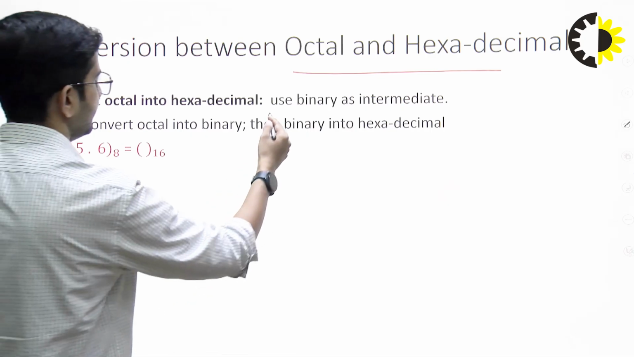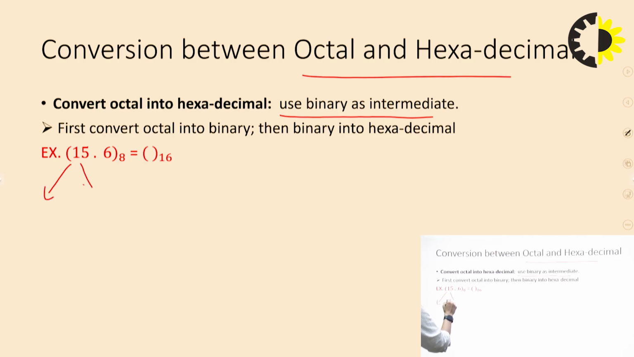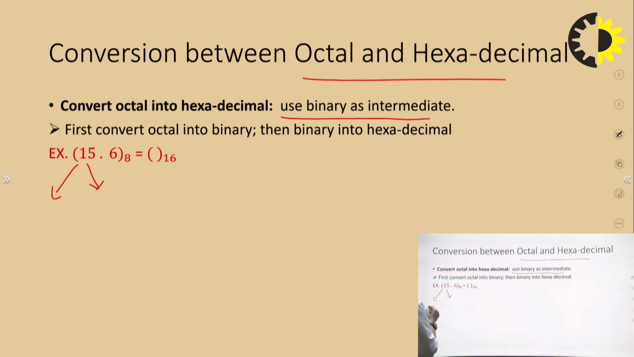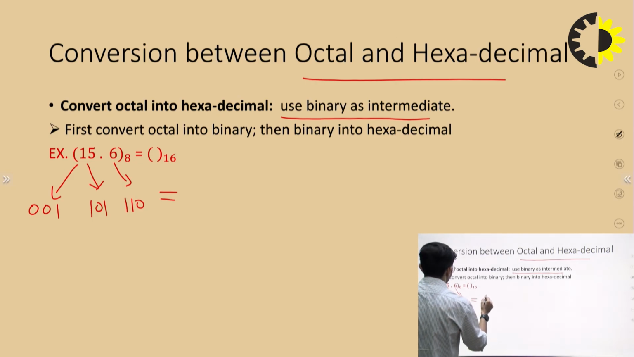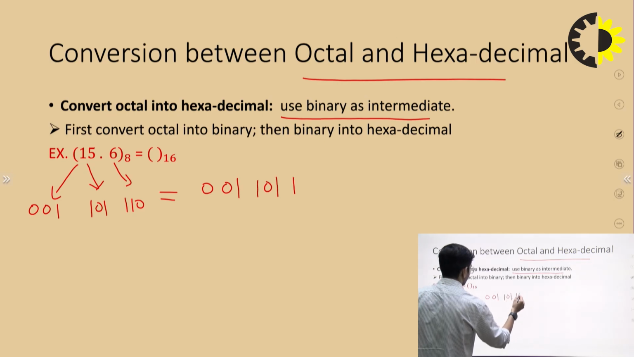So first we use the binary number system as an intermediate. That means first we have to convert the octal into binary. So we have to take 3 bits. We have to represent each digit in the octal as a 3-bit number. Like 1 we can represent as 001, 5 we can represent as 101, 6 we can represent as 110. So the binary conversion of the octal number is 001, 101, 110. So this is our binary representation.